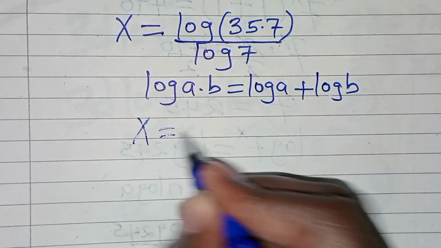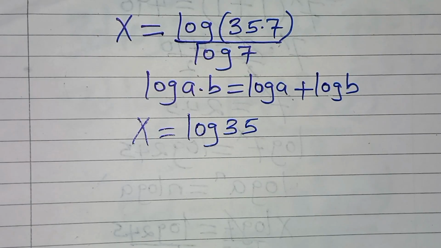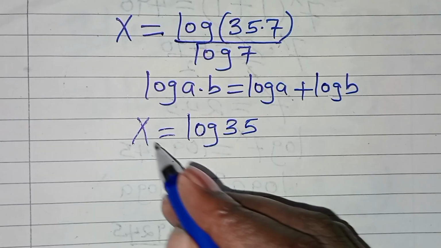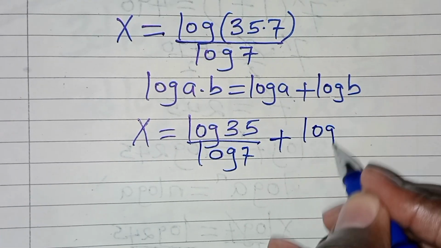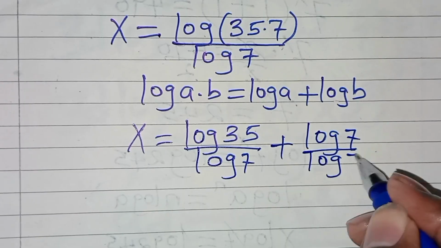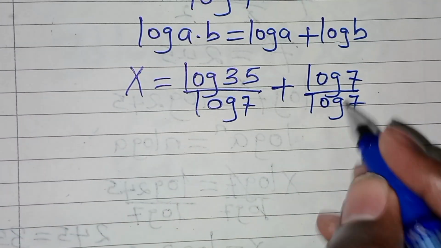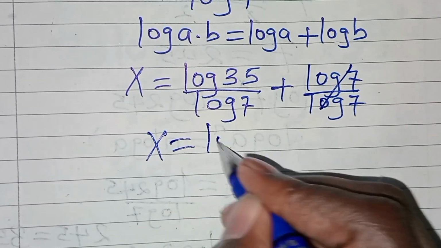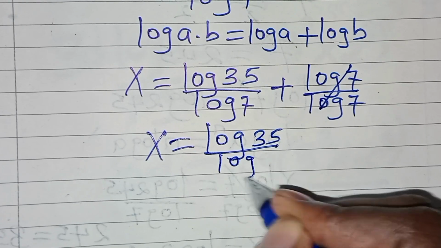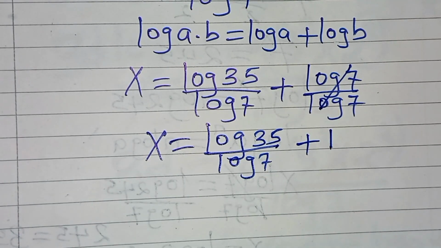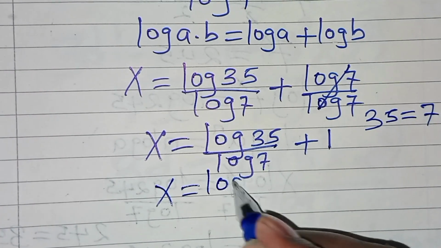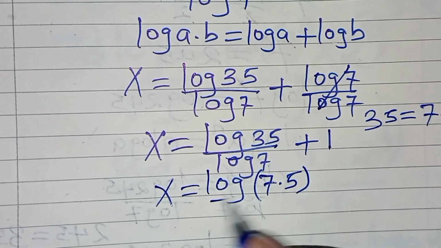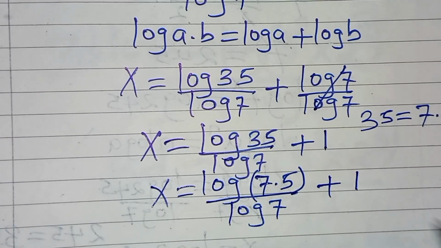Now applying this logarithm property, that is log a times b is equal to log a plus log b, you find that x is equal to log 35 divided by log 7 plus log 7 divided by log 7. Let's simplify here, log 7 and log 7, so that x is equal to log 35 divided by log 7, then plus 1. The next step here, let us express 35 as 7 times 5. Let's substitute this, so that x will be equal to log of 7 times 5 divided by log 7 plus 1.